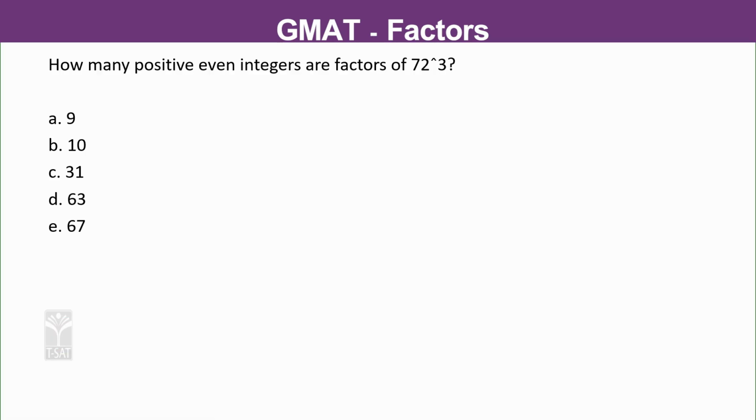Now, let us look at the next question. How many positive even integers are factors of 72 to the power of 3? So, we are given the number 72 to the power of 3. 72 is equal to 8 into 9, so 8 into 9 whole to the power of 3. 8 is 2 cube and 9 is 3 square. This whole to the power of 3 will be equal to 2 to the power of 3 whole to the power of 3, which is 2 to the power of 9, and 3 to the power of 2 whole to the power of 3, which is 3 to the power of 6.